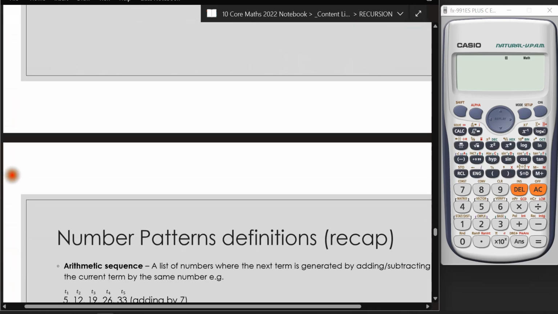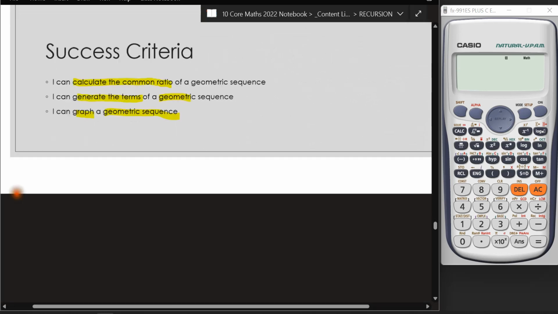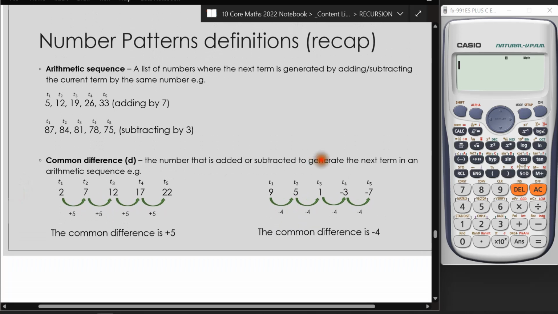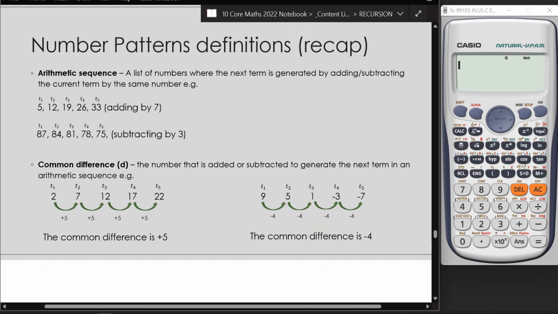Right, so moving on. More of a recap. Remember that arithmetic sequences are basic. It's a type of sequence where the numbers either go up or go down by the same amount. So just keep that in mind. Don't forget what this means. Arithmetic sequence, you're either adding or subtracting by the same amount.